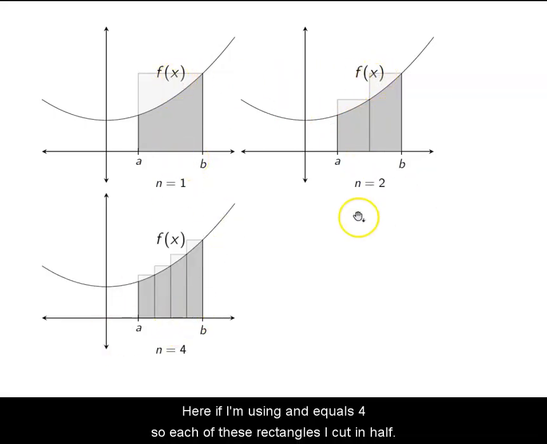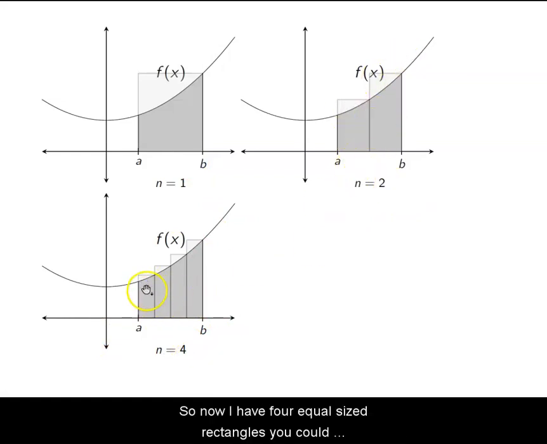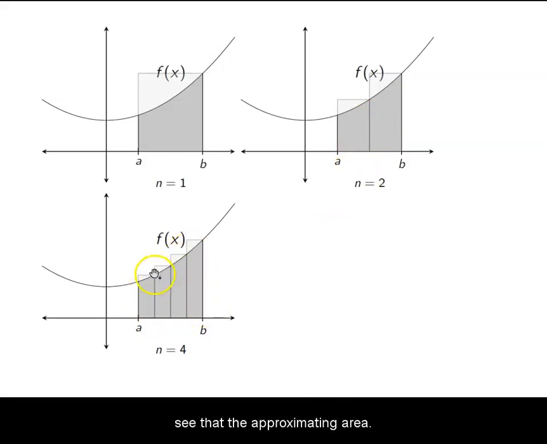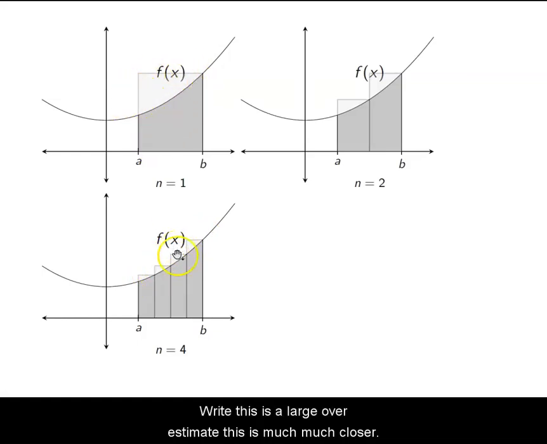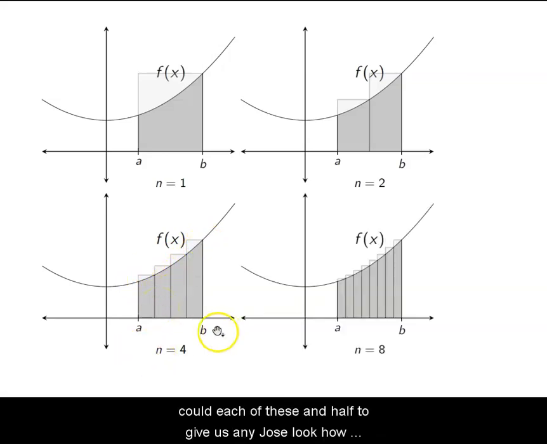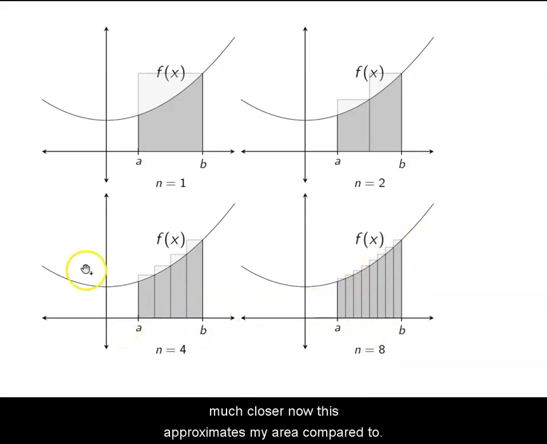Here, if I'm using n equals 4, each of these rectangles I cut in half. So now I have 4 equal sized rectangles. You can see that the approximating area is a lot closer, especially compared to 1, right? This is a large overestimate. This is much, much closer to what we would expect the actual value to be. And if we cut each of these in half to give us n equals 8, look how much closer this approximates my area compared to 1, right? So increasing the number of rectangles I use gives me a better and better approximation.